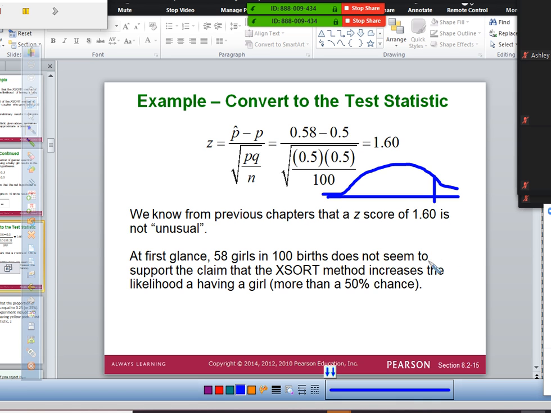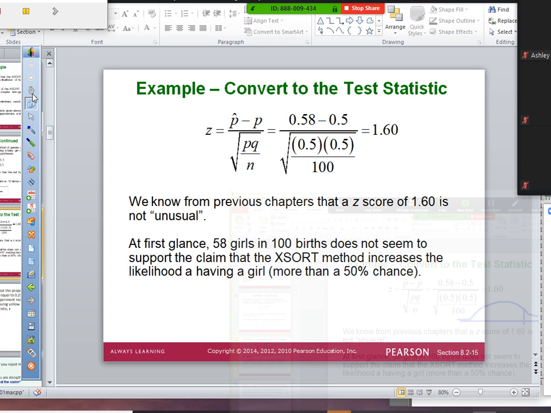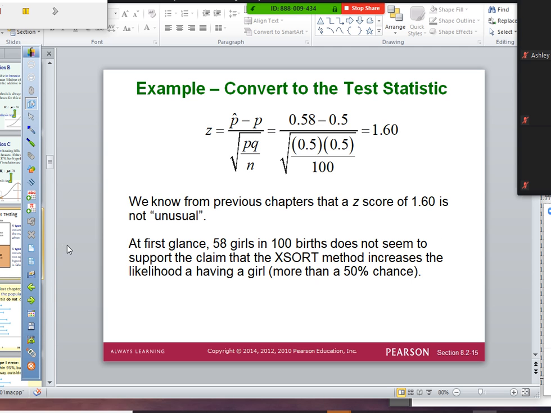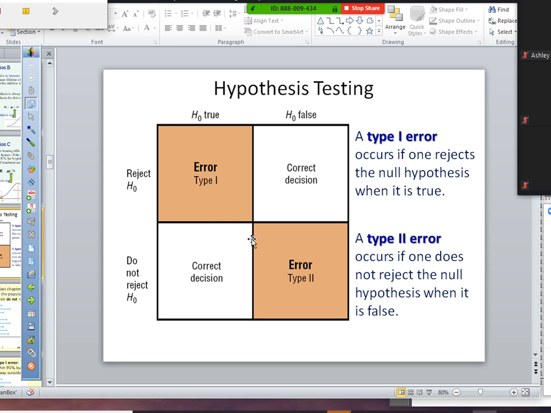So, we've set the bar a little bit higher, and we don't have enough evidence to prove it. But maybe it does give 58% girls all the time, and if we took a sample of 1,000, maybe it would be good. Then we'd have a big enough sample or strong enough evidence. So that also happens. That's a type 2 error: if you don't reject the null hypothesis, but you really should. It really does make a difference. It really is different, but you just don't have enough evidence to prove that.